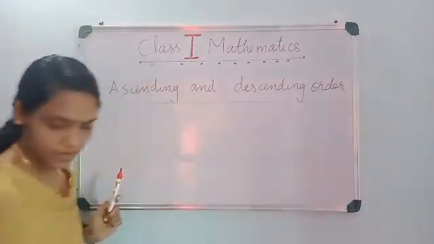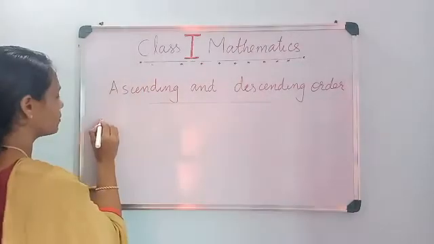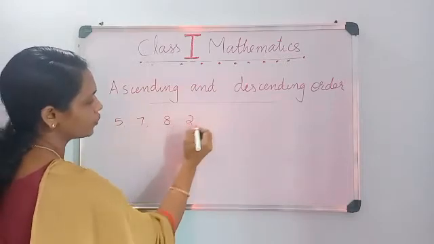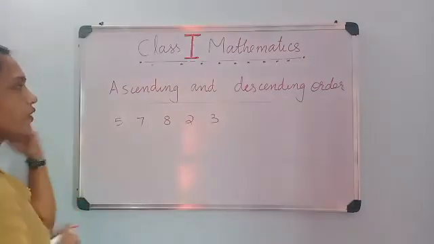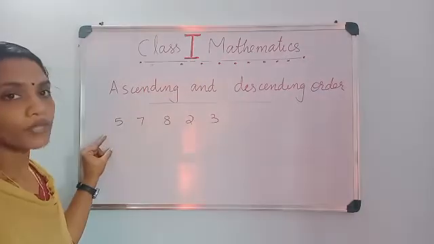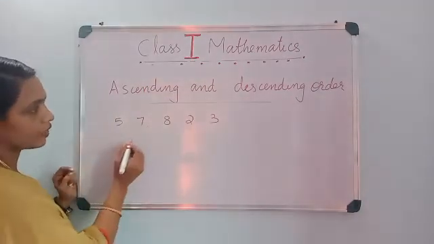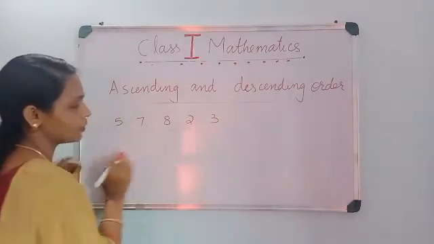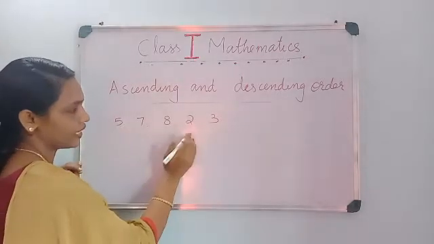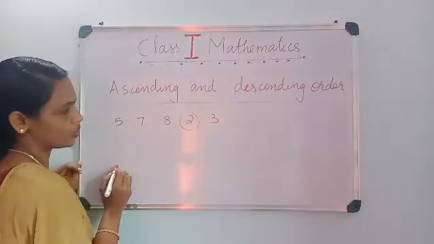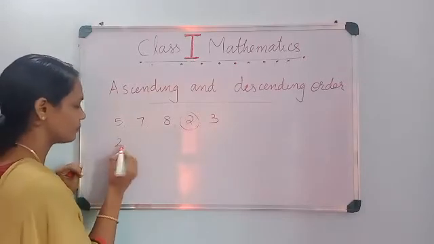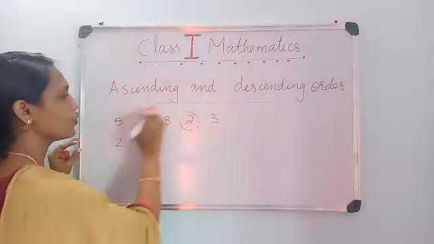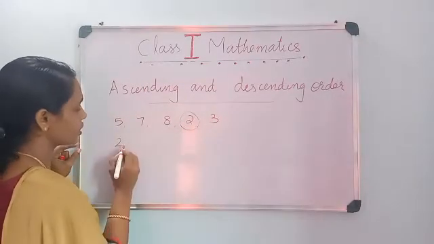Let's check some examples. Here are some given numbers: 5, 7, 8, 2 and 3. First we can arrange these numbers into ascending order. Ascending order means smallest to greatest. In this group of numbers, the smallest one is, yes, 2. 2 is the smallest one. Then we can write 2 first. Then next, of the remaining 4 numbers, 3 is the smallest one.